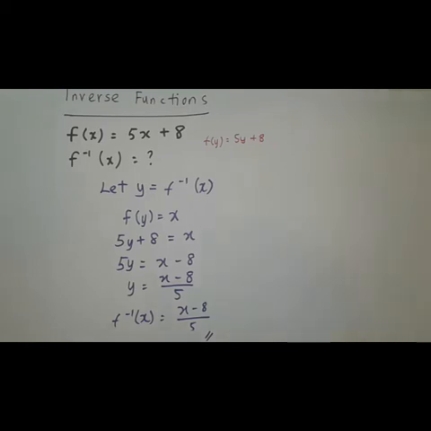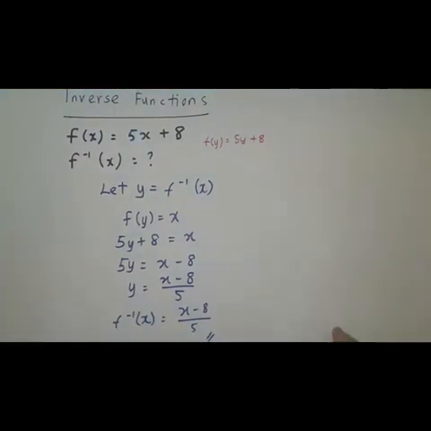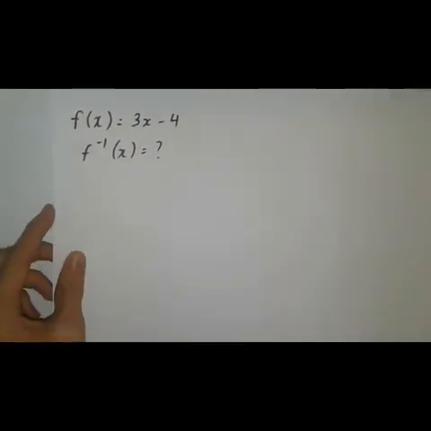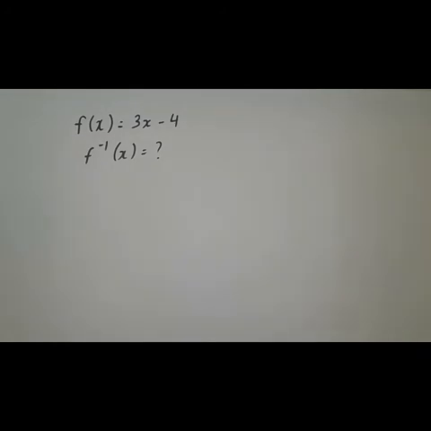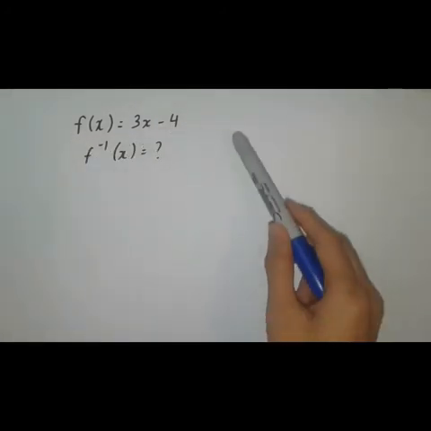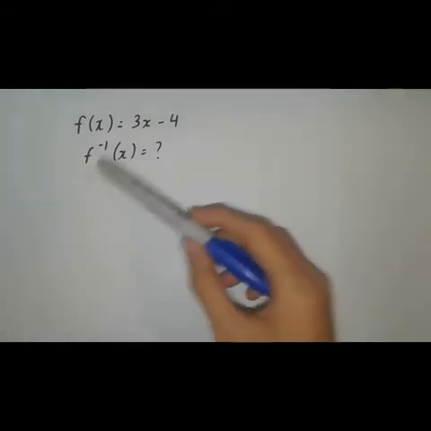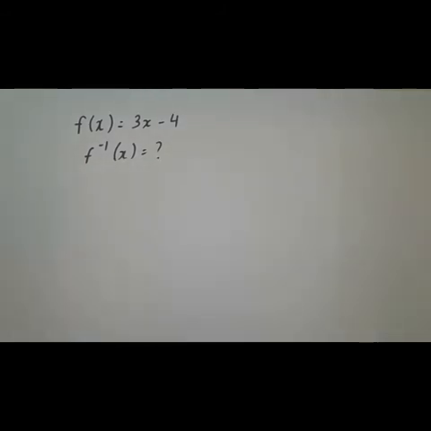So let's try another example. Alright, this is the second example. You are given a function f(x) equals 3x minus 4, and you are asked to find f inverse x. What we have to do is the same steps as we did in the first example.